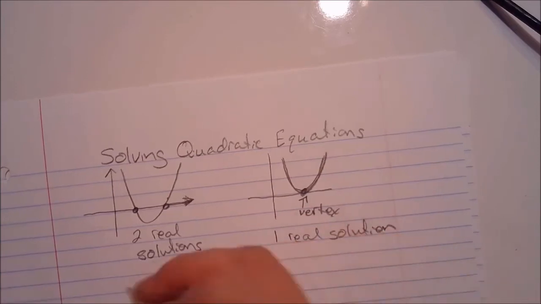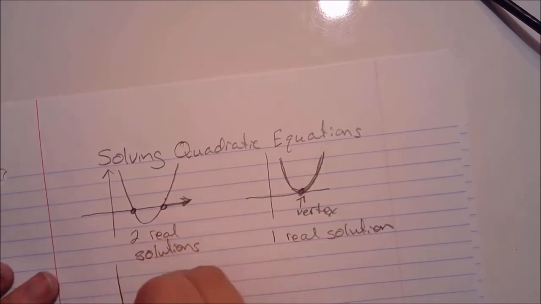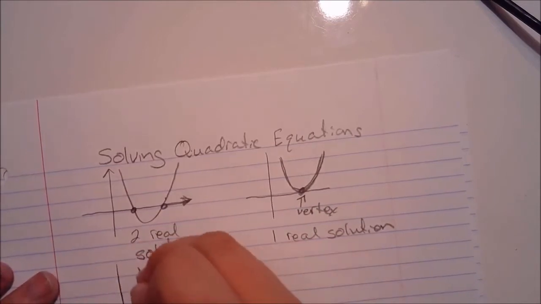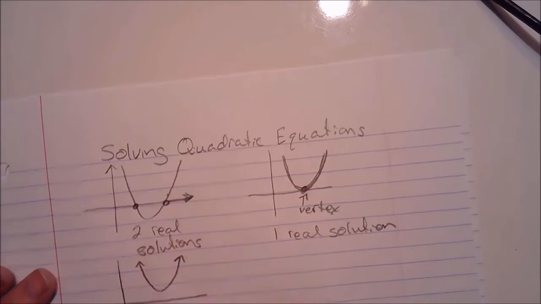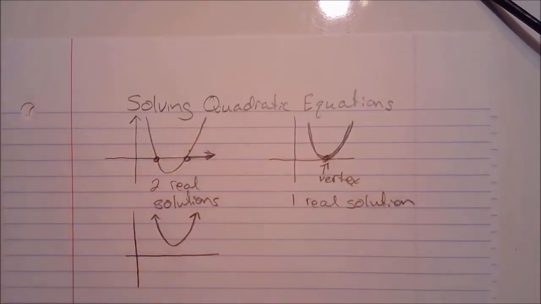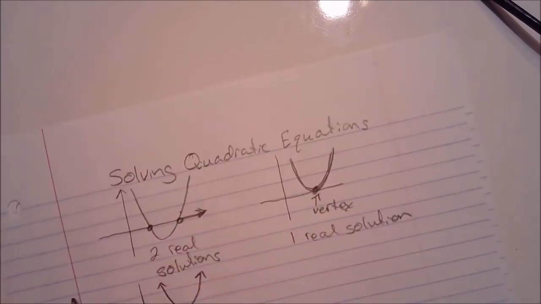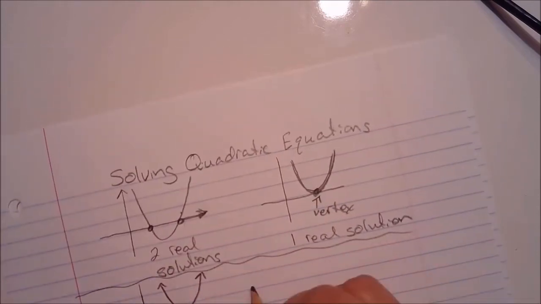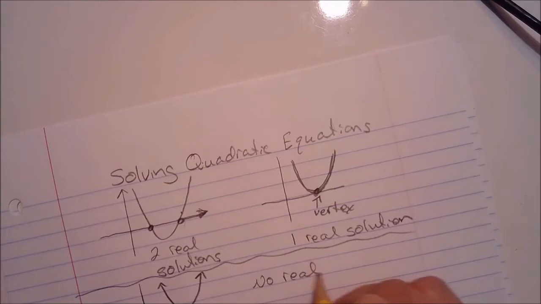Or you have a scenario where it does not touch the x-axis at all. So it's either entirely above or entirely below, and these could turn upside down, by the way. They don't have to look like this. So you could have no real solutions.